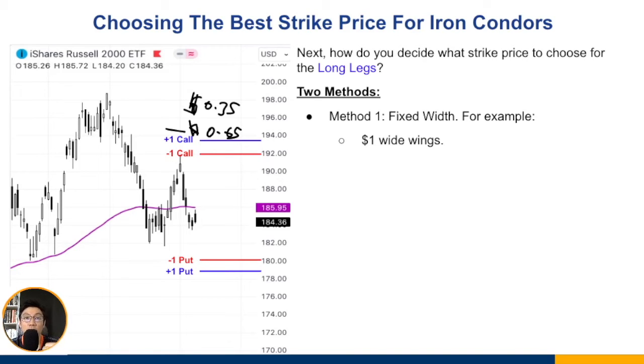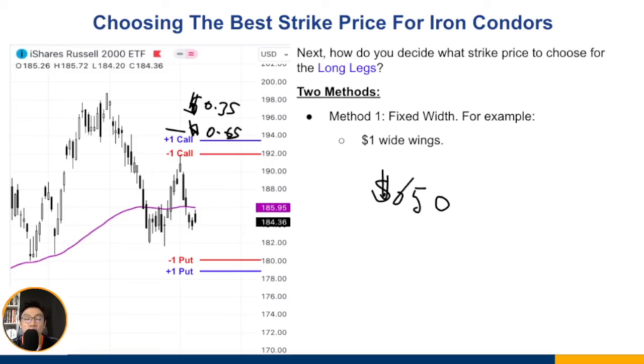So what many people will do is that they will actually increase their contract size based on this, right? So let's say, for example, you can risk $650 per trade. All right, let's say you have decided that the max risk you can take on per trade is $650. Now, because one contract based on a $1 wide Iron Condor, your max risk is $65.